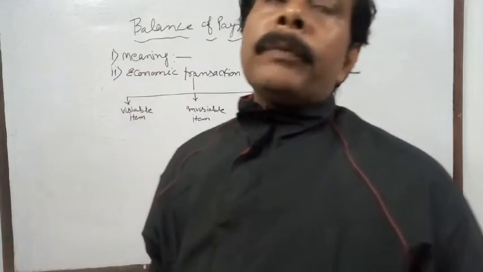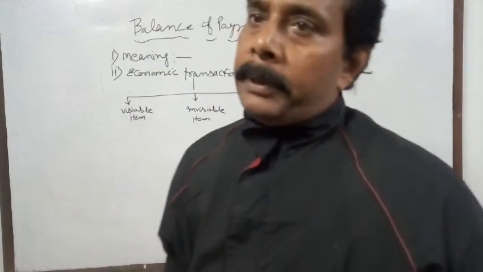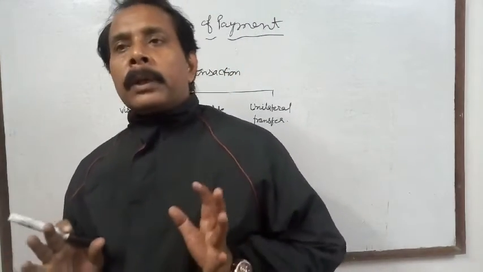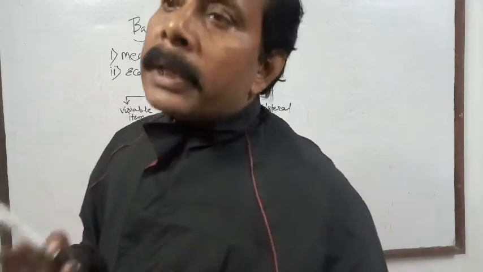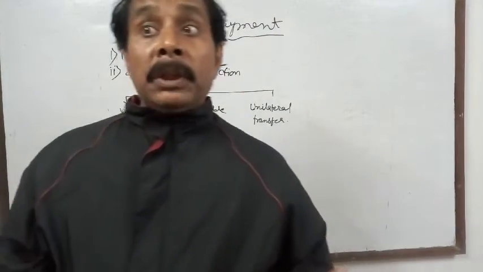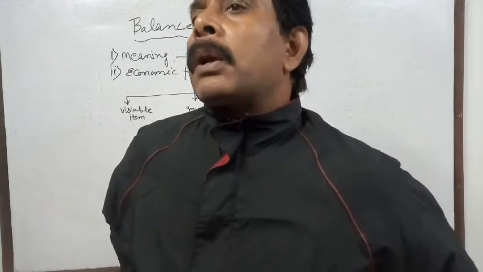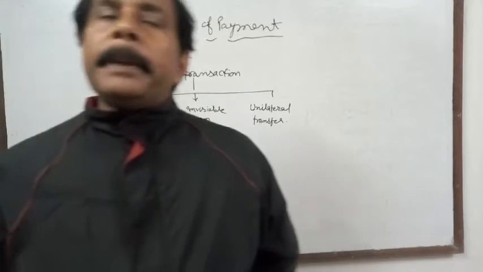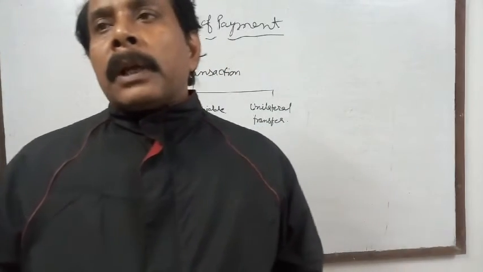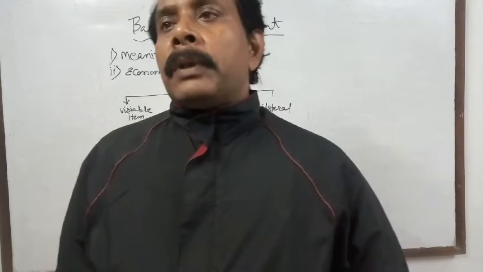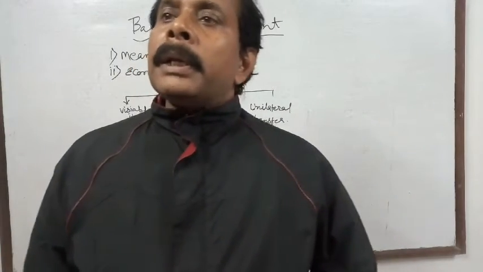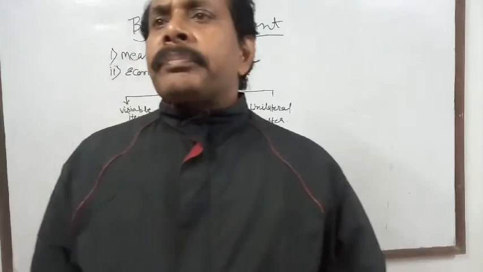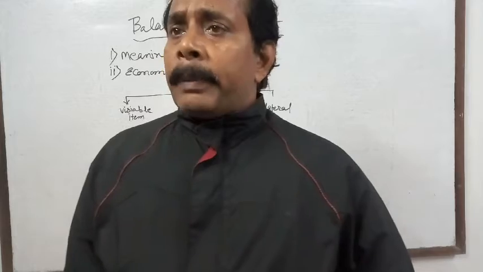So you should know first of all what are the visible items. These include all types of physical goods. Physical goods means that can be touched, that can be measured, that can be seen with the naked eyes. These are exported and imported. Is it clear? So physical goods means those goods which can be measured in terms of unit. It is basically either import or export. So that's why it is known as visible items.